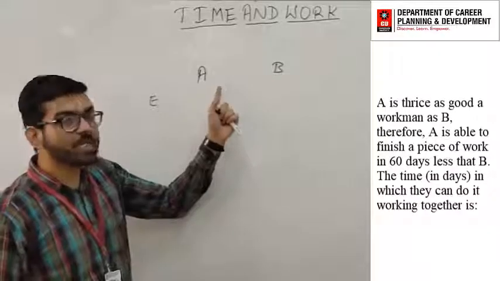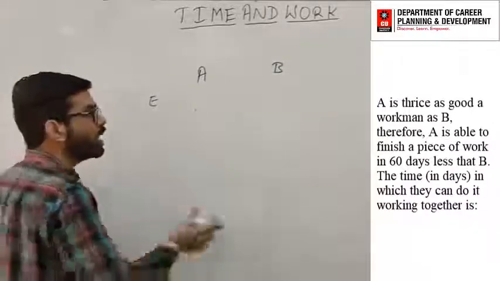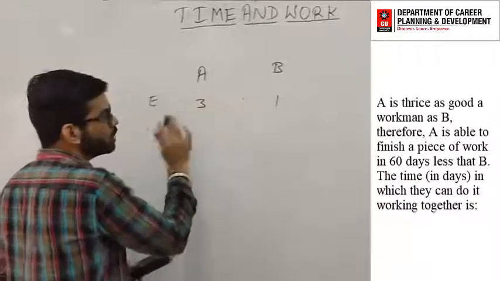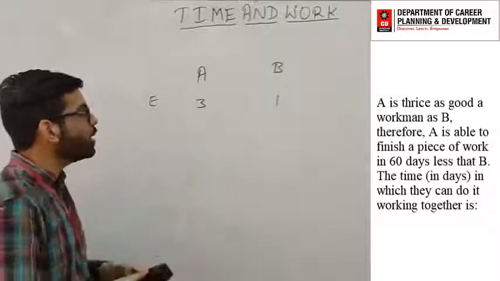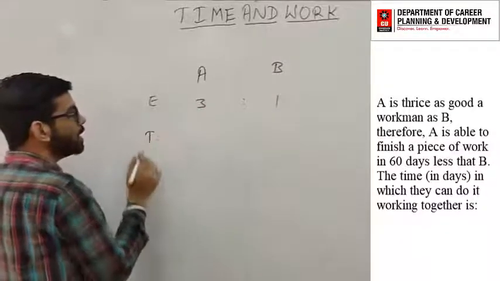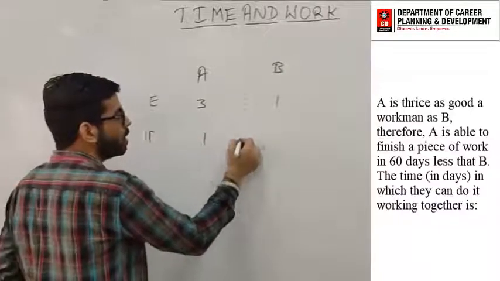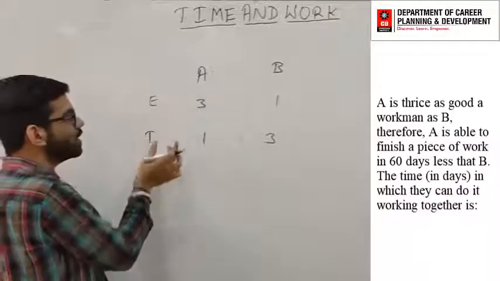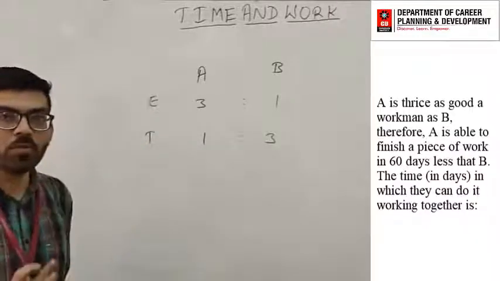A is thrice as good a man as B. So let's assume the efficiency of B is 1. So the efficiency of A comes out to be 3. So as per the question, efficiency is in the ratio 3:1, so the time taken by them will be in the ratio 1:3, as we have already learned that efficiency is inversely related with the time taken or number of days.